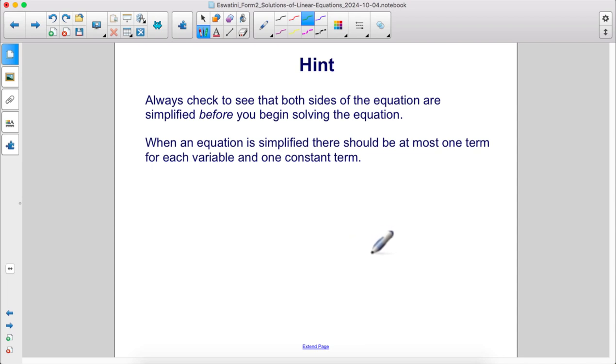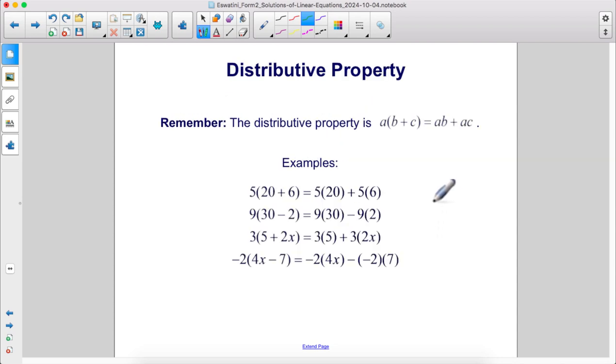Always check to see that both sides of the equation are simplified before you begin solving the equation. When an equation is simplified, there should be at most one term for each variable and one constant term. Remember, the distributive property is a times parentheses b plus c equals a times b plus a times c.